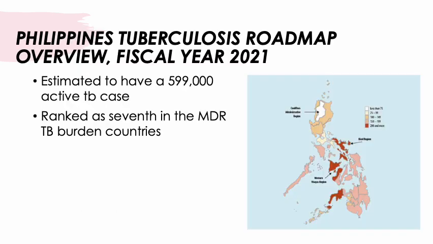An overview of the Philippines tuberculosis roadmap: in the fiscal year 2021, it is estimated to have 599,000 active TB cases. Our country is ranked 7th among the MDR TB burden countries. MDR is multi-drug resistant TB, which is hard to treat because of its resistance to most of the commonly employed antibiotics for killing the Mycobacterium tuberculosis.